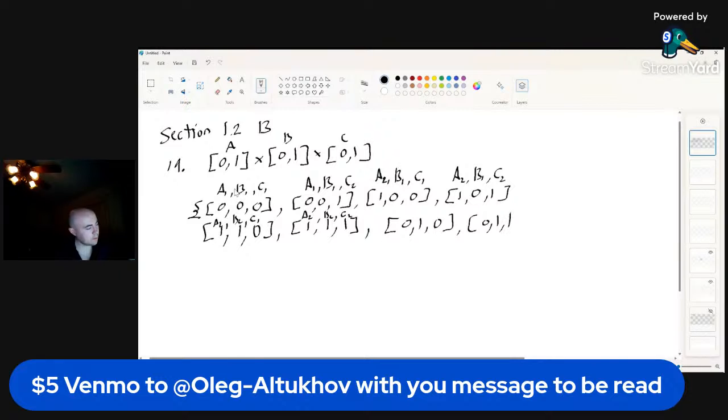0, 1, 1. Now, the reason I was able to catch myself is because I checked the cardinality, right? So this stuff's important. I'm not just making it up to make our lives more difficult. It's meant to keep us on the straight and narrow.